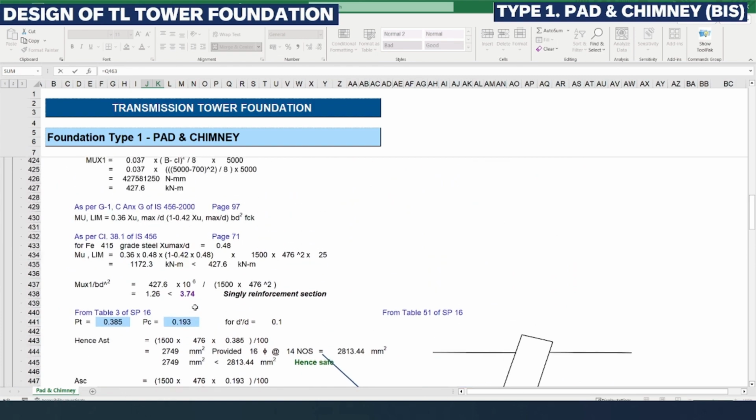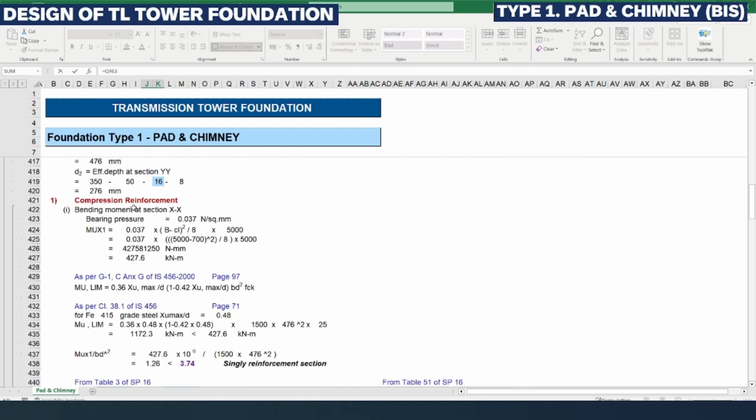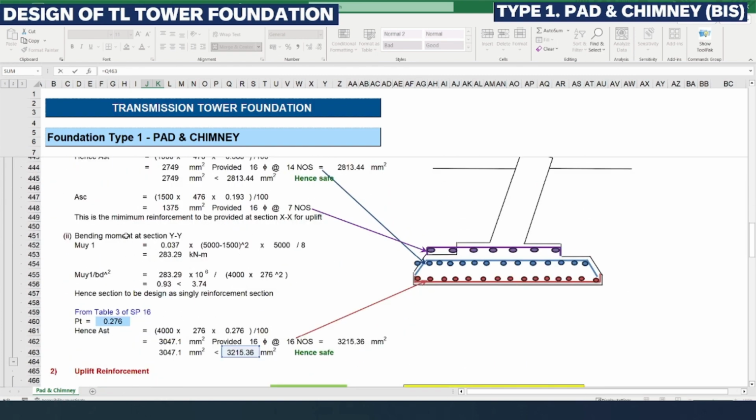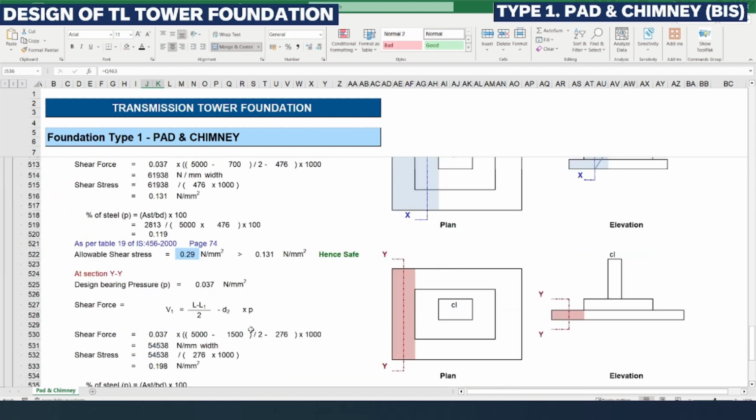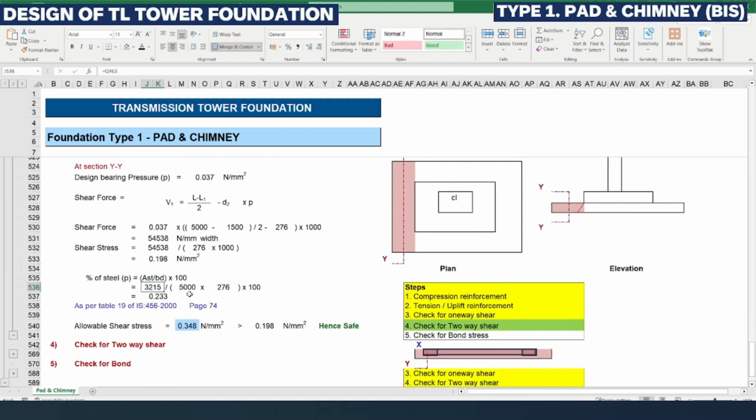You can see here this compression reinforcement we had calculated for section YY in the last video, part 5. In that, 3215 is our reinforcement. Again we are dividing it by the effective depth and the total width. We are getting 0.233 percentage of steel reinforcement.